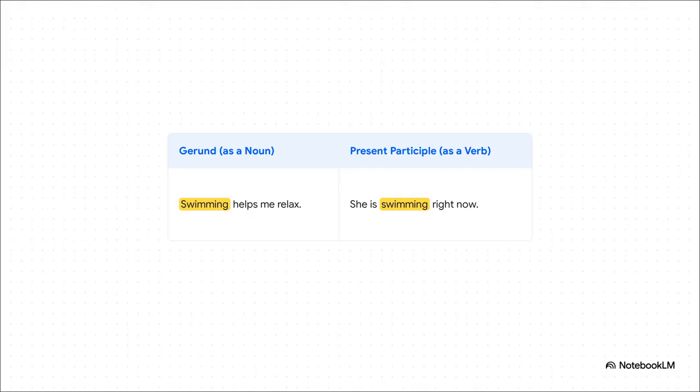Okay, check this out. This slide shows the two different jobs that the word swimming can have. On the left, swimming is the subject of the sentence. It's the thing, the activity, that helps me relax. It's a noun. But on the right, swimming is part of the verb. It's what she is literally doing at this very moment. Same word, totally different roles.